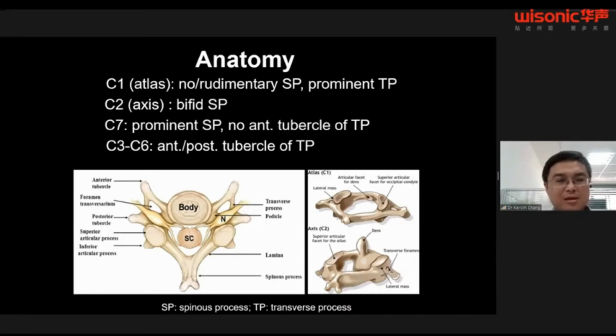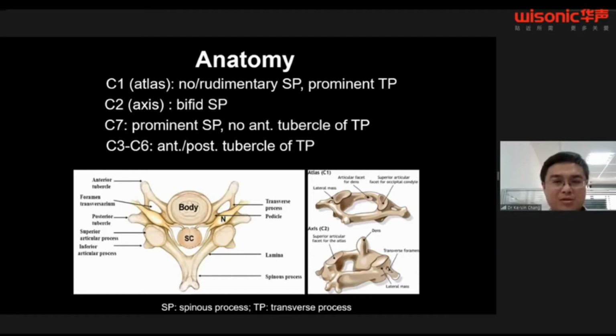And if you want to use ultrasound to scan the spine, it's very important to know the configuration of the bony structure of the cervical spine. For C1, we also call it the atlas. It does not have a spinous process, or its spinous process is rudimentary, and it has a very prominent transverse process.